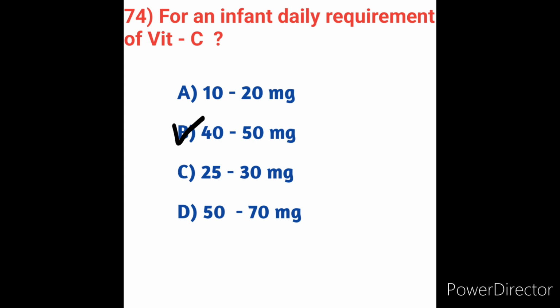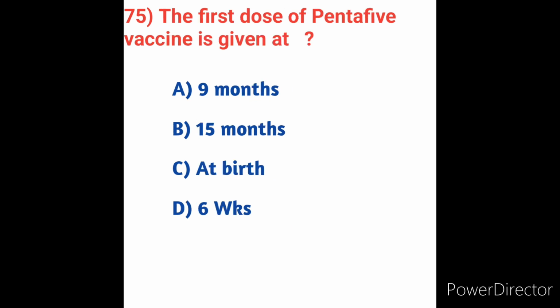Next we will move on to question number 75. The first dose of Penta 5 vaccine is given at. We will see the options. Option A, 9 months. Option B, 15 months. Option C, at birth. Option D, 6 weeks.